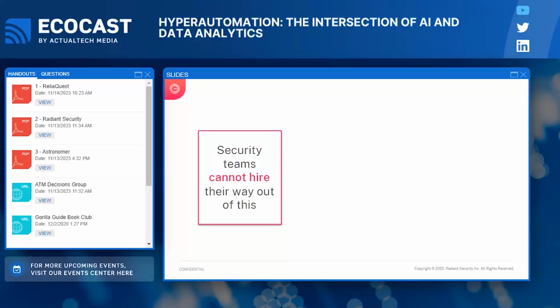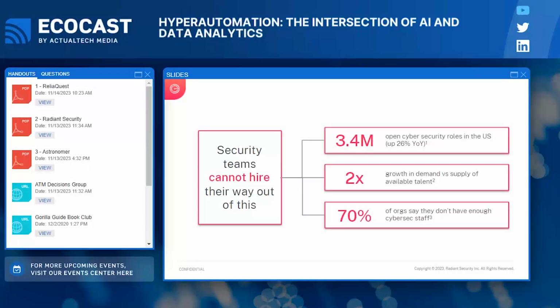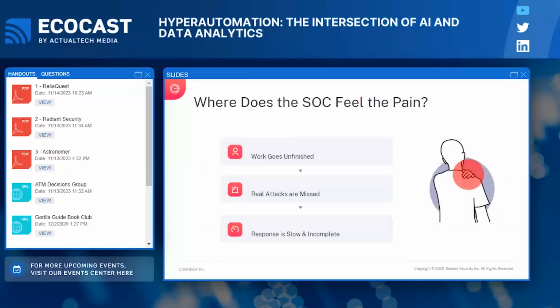So the reason that we need AI is because we cannot possibly do this with humans. We're not at a spot where we can hire our way out of this. Year over year, our cybersecurity skills shortage has been getting worse. This year, we're up to 3.4 million empty roles, which is 26% up from last year. And if you look at it just from a trajectory standpoint, essentially the pace, the growth of demand is outstripping the supply of talent by 2x. And we're at a spot now where 70% of our organizations don't have enough people. So we got to look for new solutions.